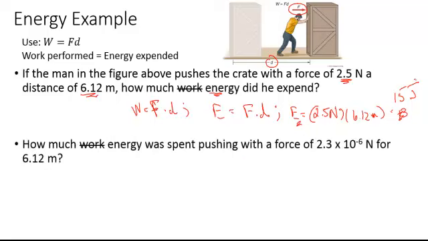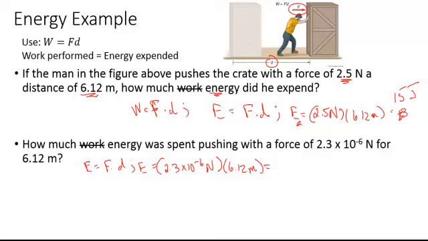Let's knock out this one. Same thing. Remember we said now energy is equal to force times distance. In this case, energy is equal to 2.3 times 10 to the negative 6th newtons times the distance. In this case is 6.12 meters. 2.3, hit my EE key, negative 6 times 6.12.